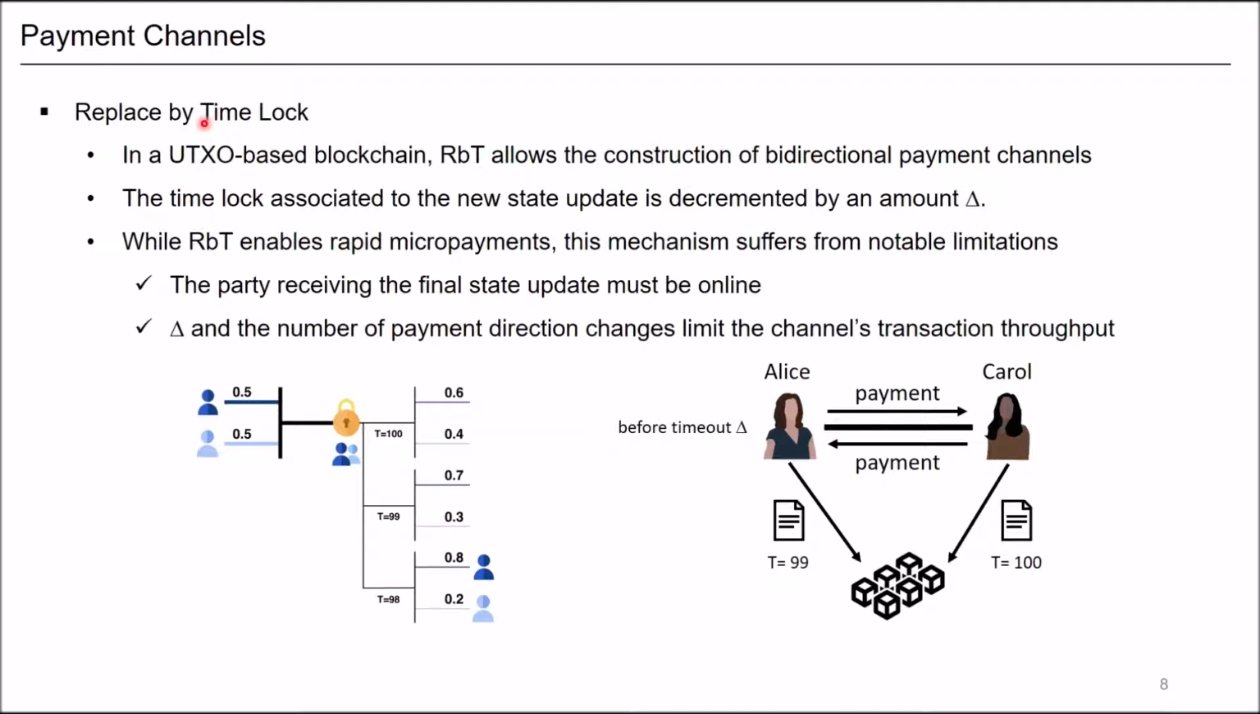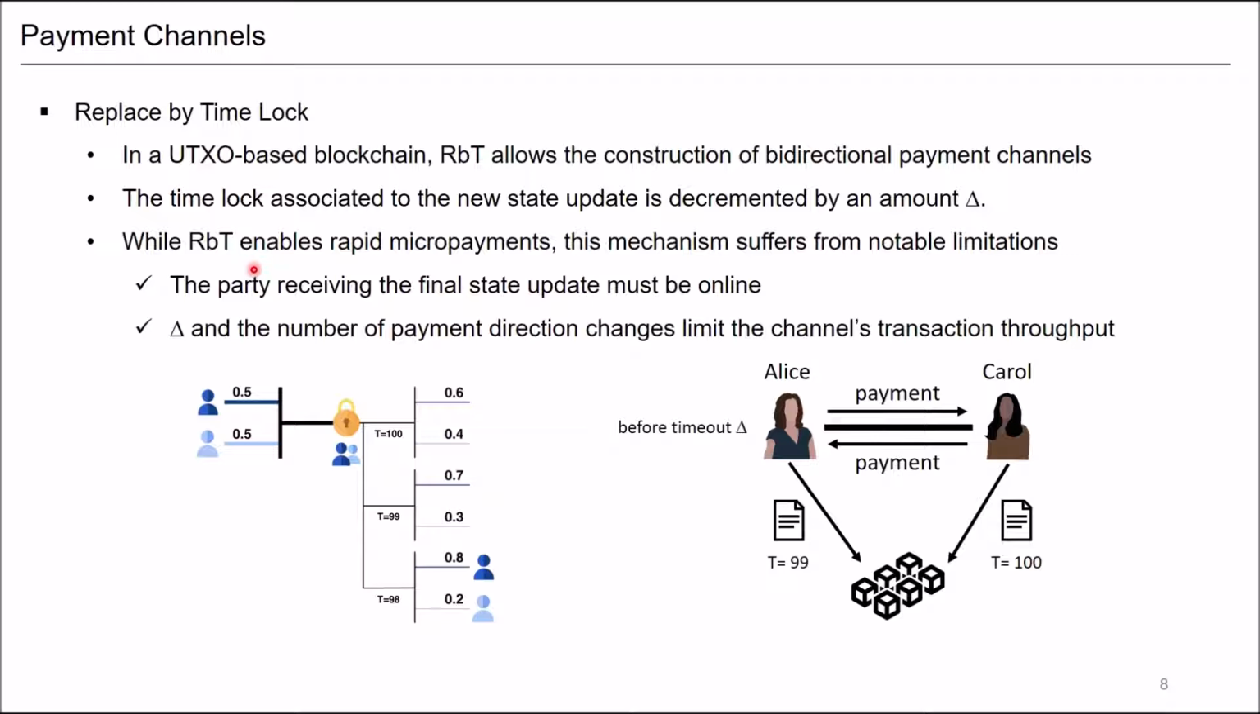In a UTXO based blockchain, RBT allows the construction of bidirectional payment channels. Each state update is associated with a time lock, which prevents the transaction's acceptance into the blockchain until some predefined time in the future. The time lock associated to the new state update is decremented by an amount delta, while RBT enables rapid micropayments.